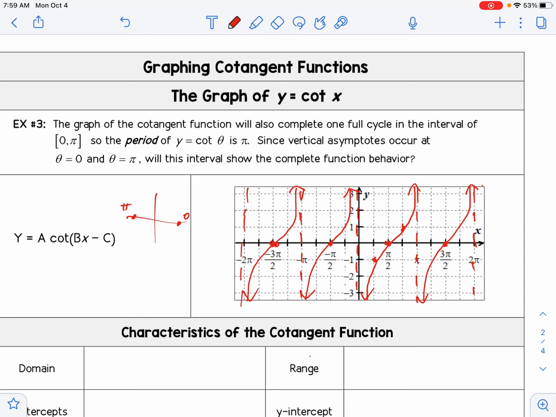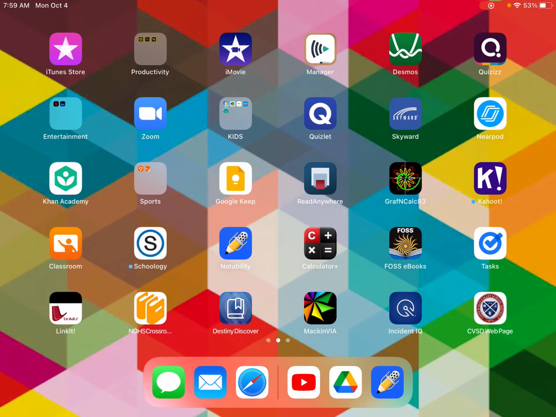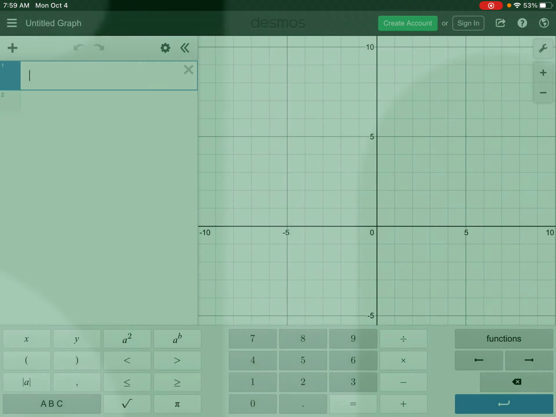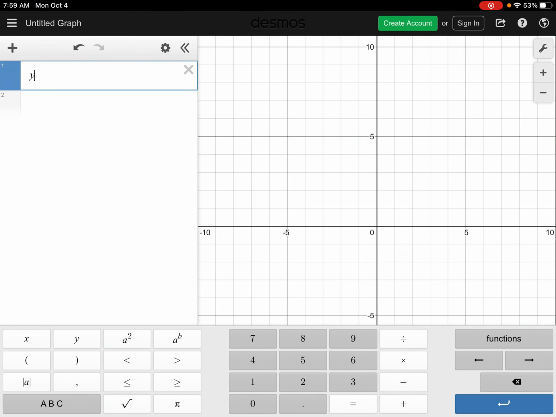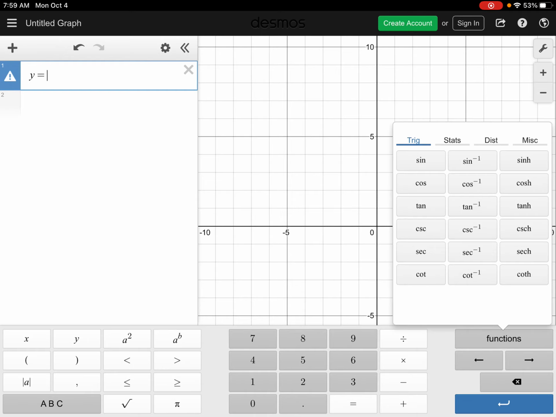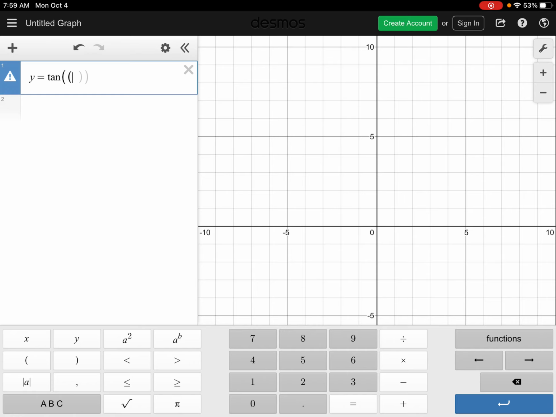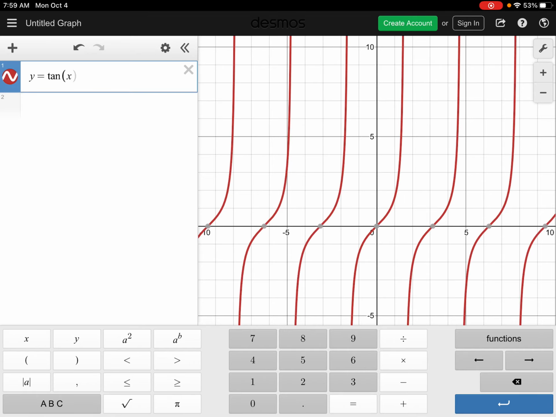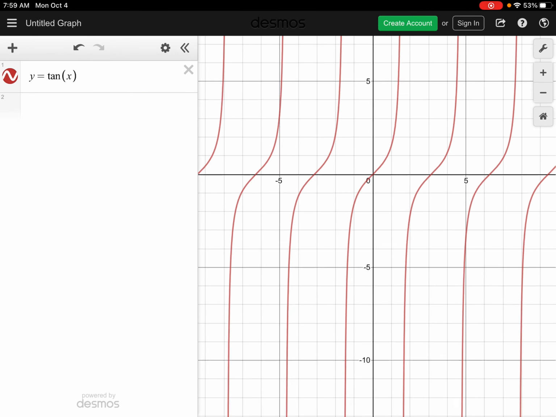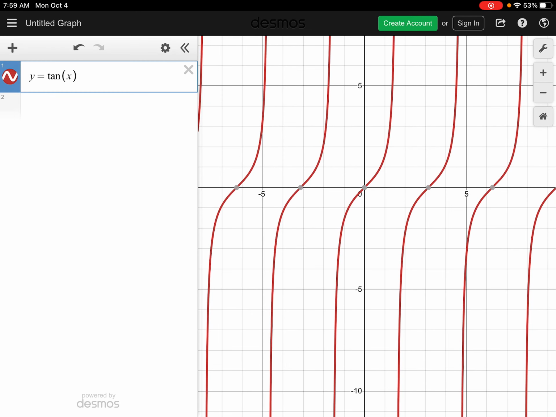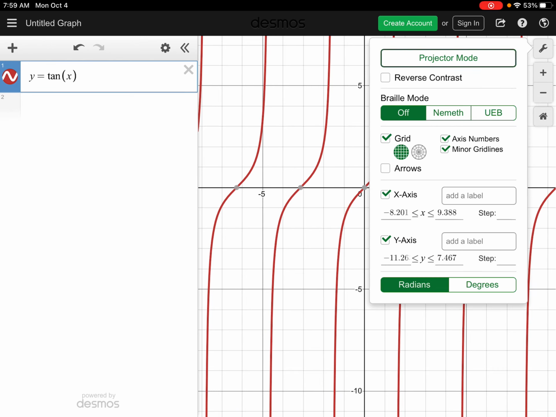Again, the Desmos app is a great way to graph tangent and cotangent. It will give you all of this information. So if I jump out there real quick, let's take a look at what it looks like. Okay, so if I say y equals, go to functions, tangent of x. All right, you'll see that I get that funny looking graph that I was just talking about.